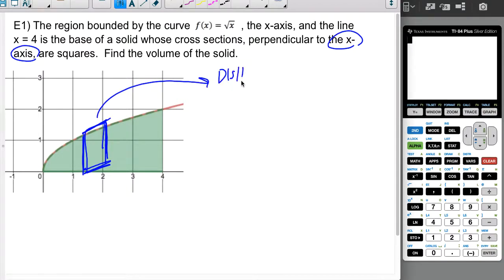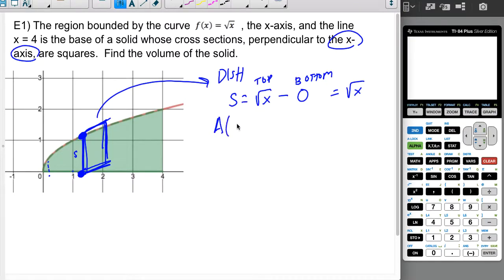So when I look at this dish, it has a side length that goes from this curve down to this bottom value. The side length of this dish is the top curve, which is the square root of x, minus the bottom y value. It's this y value minus this y value, which in this case is 0. So the side length of this thing is root x. The side length at 1 would be the square root of 1. The side length at 2 would be the square root of 2. The side length anywhere along this curve is the square root of x.